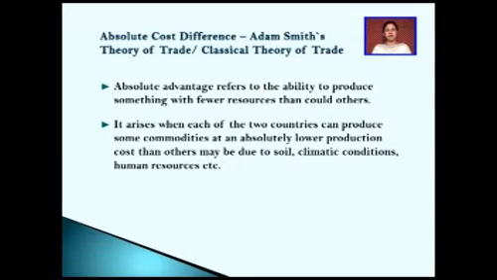And this lower cost of production may come because of better quality of soil, better climatic conditions, or better quality of human resources. Human resources, over here, we can say better skills of the people of the country, or better education of the people of the country, or better technical know-how of the people of the country.